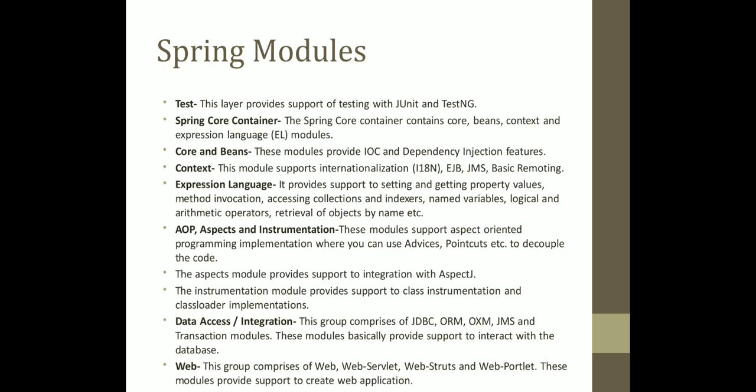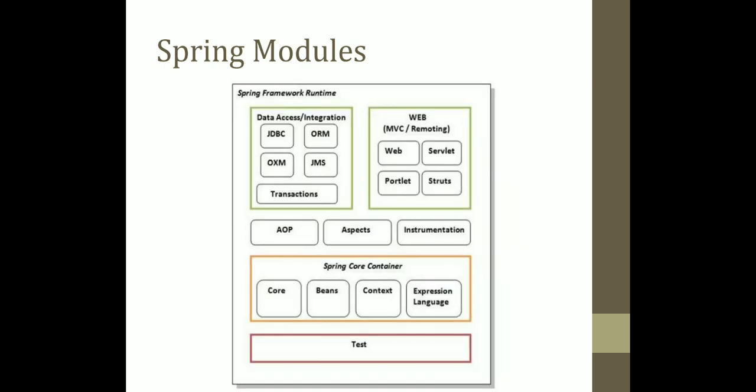Spring is a modular framework. That means as per the requirement we can pick specific modules to develop the application. The Spring framework is made up of a total number of modules like test, Spring Core container, AOP, aspect, then instrumentation, data access, integration, and web. We can see all these things in this architectural diagram.